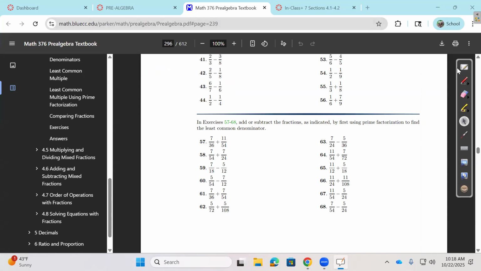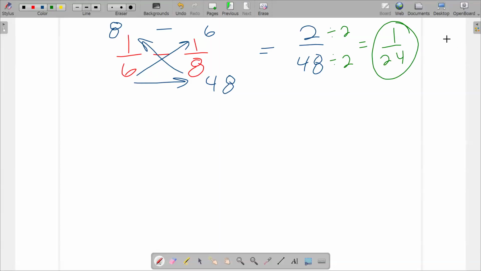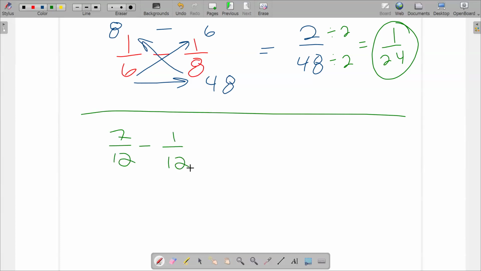Let's go back here. So like 7/12 minus 1/12. Since it's the same size pieces, a 12th, I can just say 7 minus 1 is 6/12. And 6/12 happens to reduce, because I can divide top and bottom by 6 and get 1/2. Okay, all right, thank you.